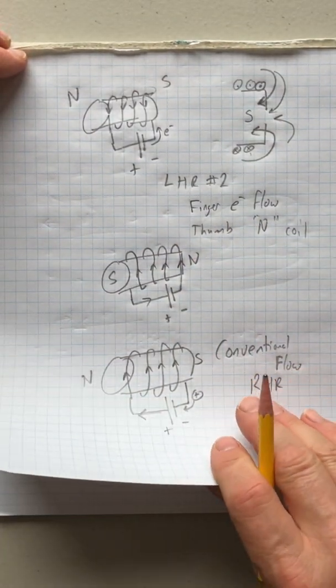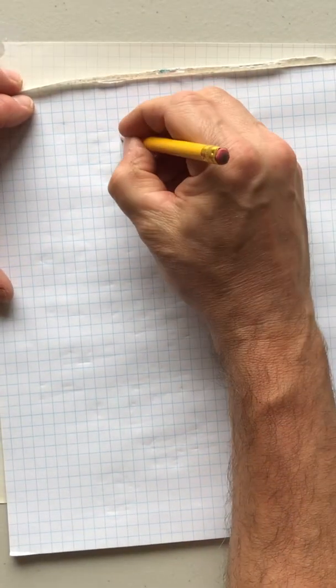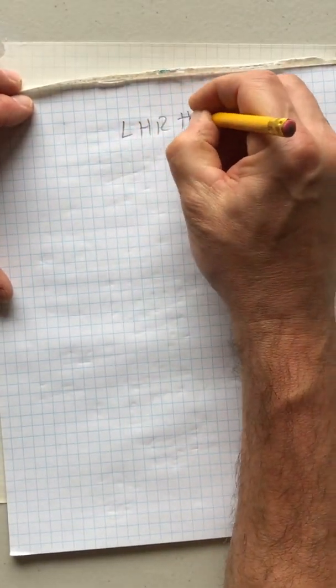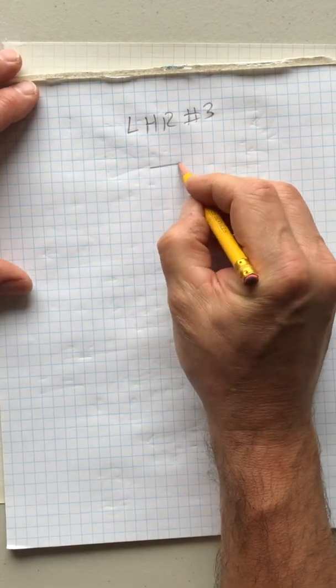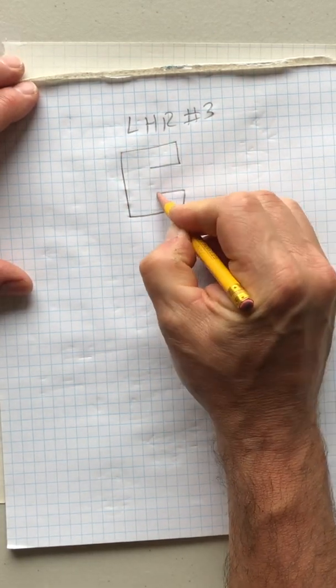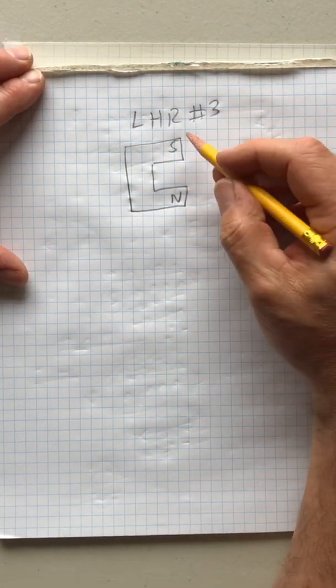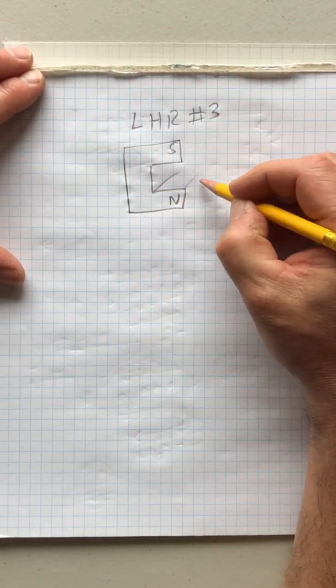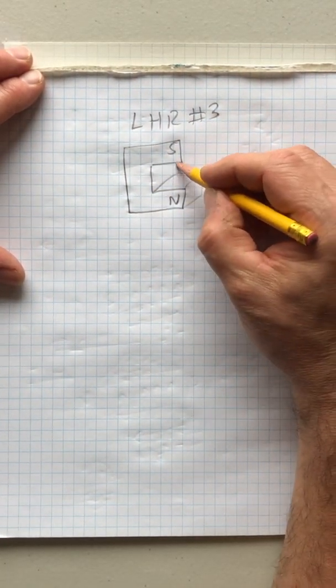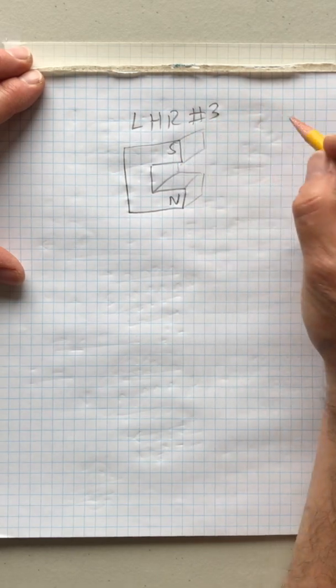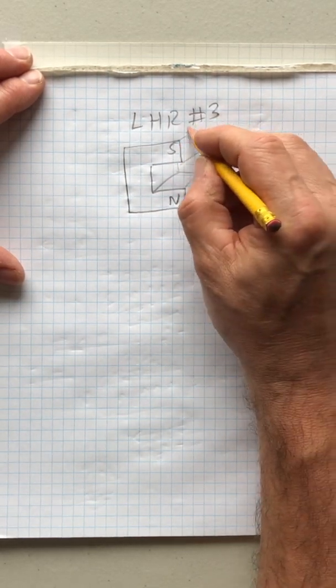Okay, and the last one is left-hand rule number 3. And again, it's a shortcut to take a look at something a little more complicated. Let's say this is my north and a south. This is a horseshoe magnet. It's actually in 3D. I guess we can kind of sketch some of it in 3D here. Okay, so there's a north and a south.